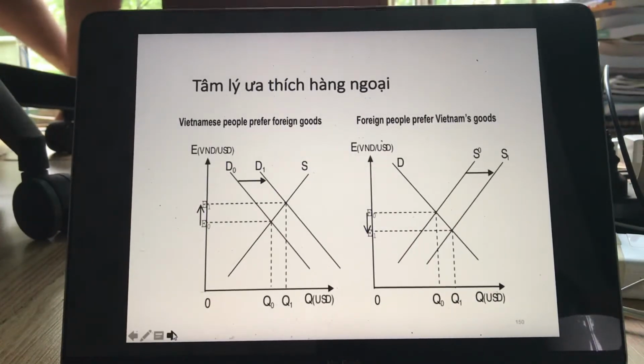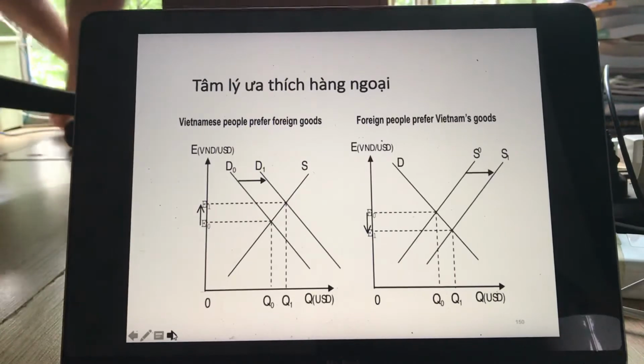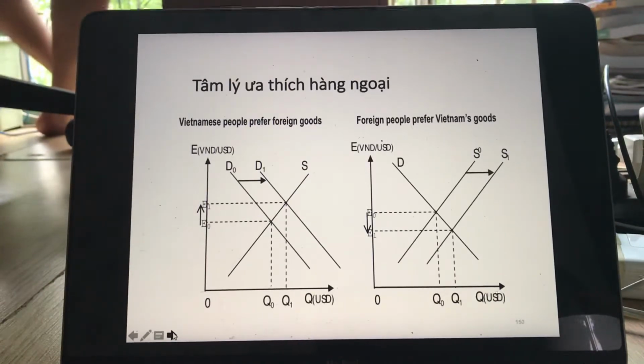The next one, the preference. The taste or the preference. We can translate this as thị hiếu. So we also have two scenarios here: when Vietnamese people prefer foreign goods, and in the second scenario, the foreign people prefer Vietnamese goods.